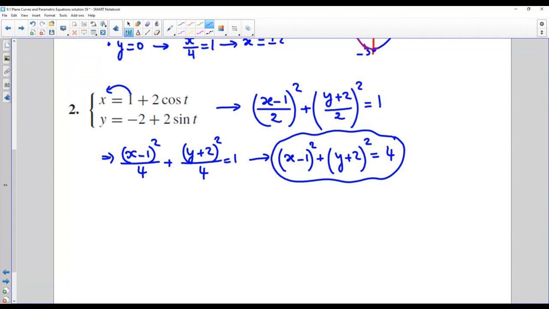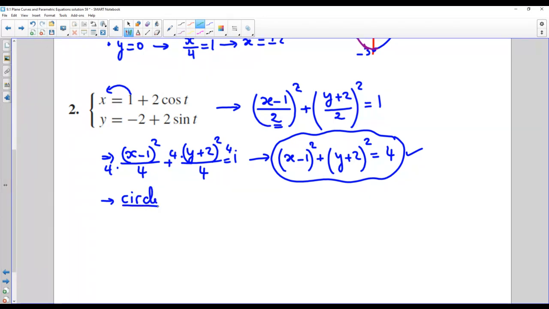I multiply both sides by 4, yeah? So this 2 to the power of 2 is 4, so we have that. Then multiply both sides by 4, multiply everything by 4. So you get 4 and 4 will cancel. It's like putting 4 here, 4 here, and 4 here. Then you will cancel the 4s and you get this, which is a circle. So now I can say this is a circle.